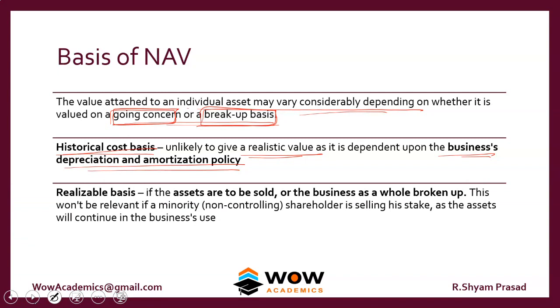So we'll move on to the next method, called the realizable basis. In this method, the assumption is that the assets are going to be sold, or the business as a whole is going to be broken up and each asset sold on an individual basis. But this is not a good method to value a minority or non-controlling shareholder, because he cannot sell the assets on an individual basis on his own. Only when the majority shareholder decides is that possible. So to value a minority shareholder's share, this is not an appropriate method.